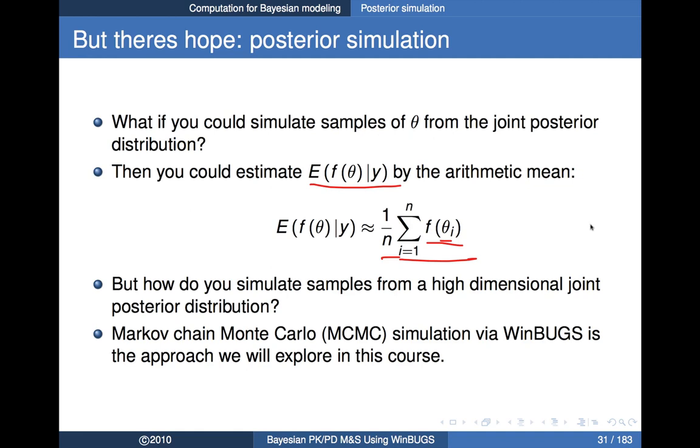So that might be a good solution if I could do that. And the question is how do I do that? How can I simulate samples from a very high dimensional joint posterior distribution, assuming I can even construct the posterior distribution in the first place? And the answer that we're going to use for that is something called Markov chain Monte Carlo simulation, or what I'll generally refer to as MCMC simulation.